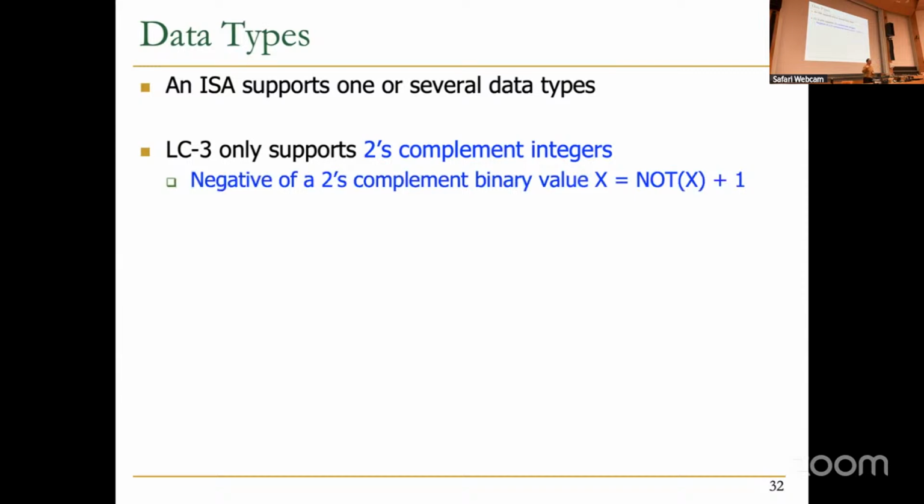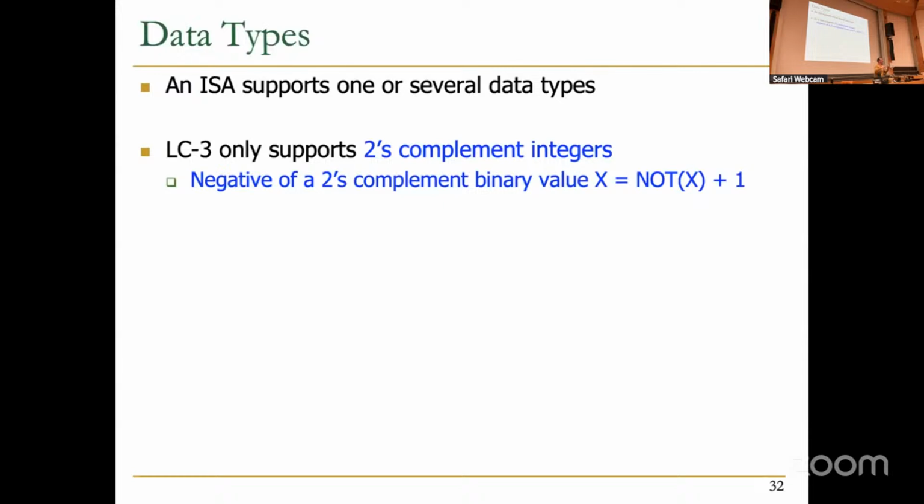It's an arithmetic system where the negative of a binary value x is defined to be the bitwise not of x plus 1. And this makes the nice thing that if you actually add x and the negative x, you get a 0. In some other arithmetic systems, you don't get that. So it's an arithmetic system.